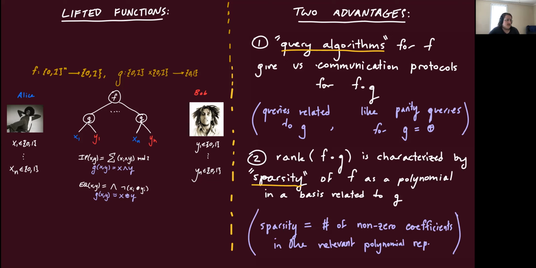The second advantage is that the rank of the corresponding matrix is characterized by the sparsity of f as a polynomial in some basis that's related to g. So we write f as some polynomial, maybe in the Fourier basis, for example, and the sparsity is going to be the number of non-zero coefficients. You might also think of this as the zero norm. And so this gives us a simpler way of understanding rank, by thinking about it as a question about polynomials.